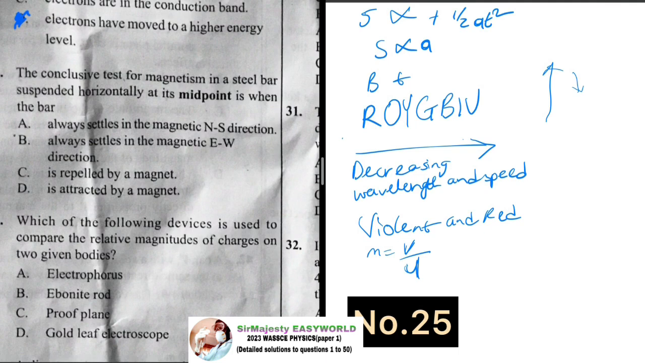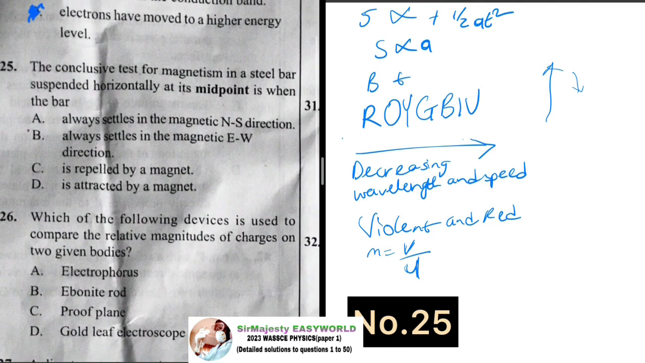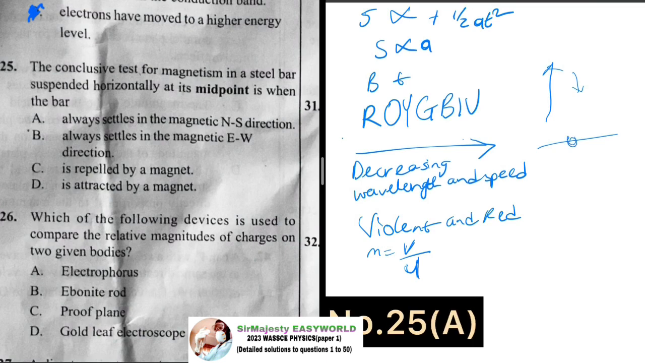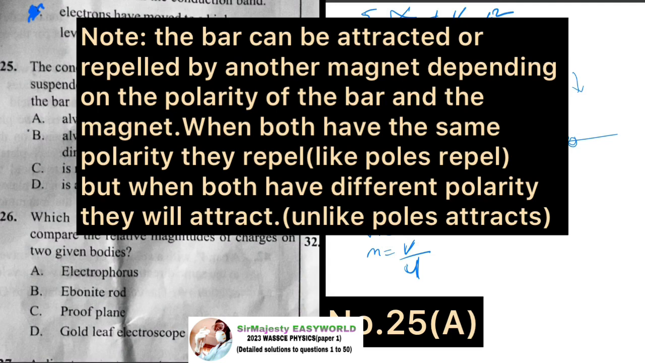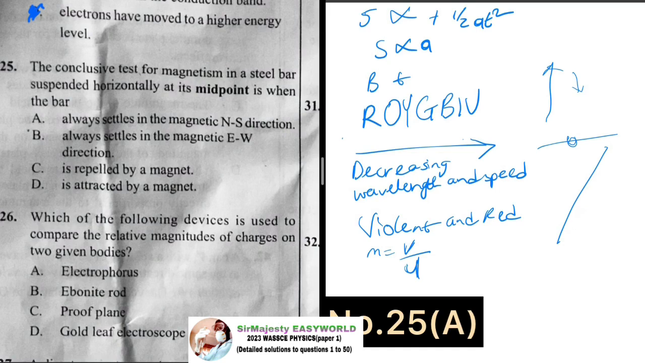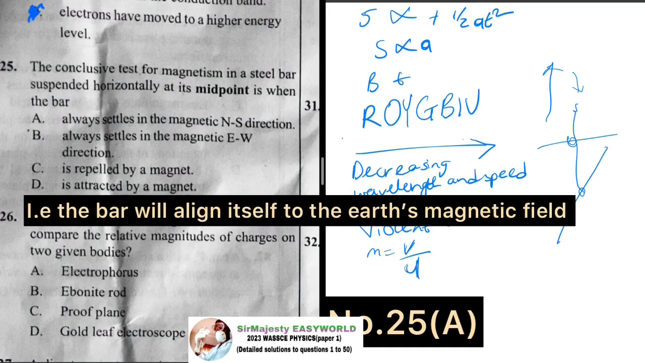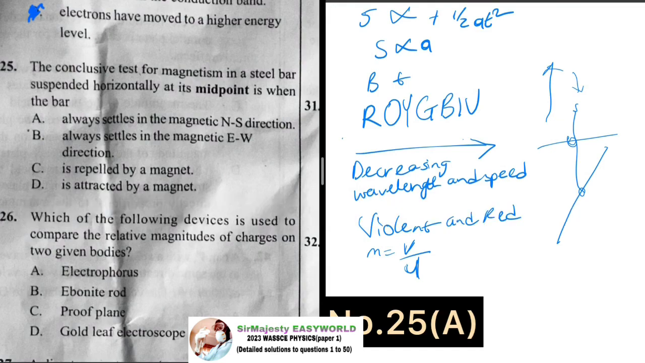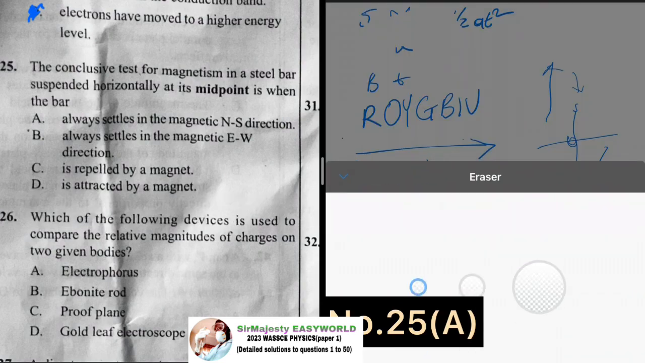Then it said the conclusive test for magnetism in a steel bar suspended horizontally at its midpoint is when the bar always settles in the north-south direction. Remember that for a test of a magnetic substance, we place that substance tied to a string at the midpoint, and if that substance actually stays in a horizontal position, you know that it's not a magnet. But if it starts moving vertically, like the north-south direction, when it's tied to a string, that means you know that it's a magnetic substance. So let's just clean this.